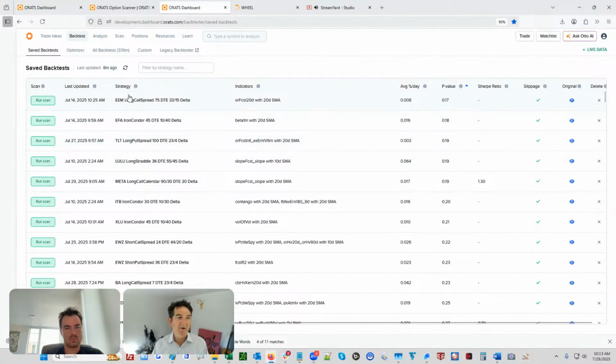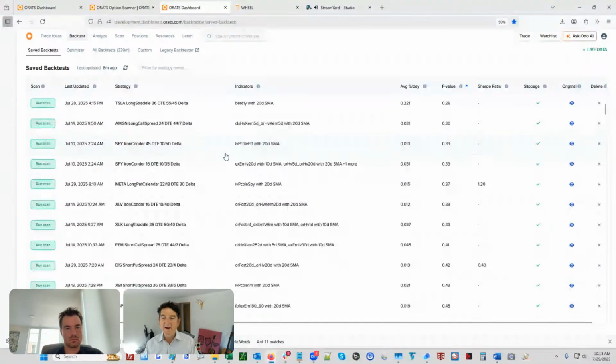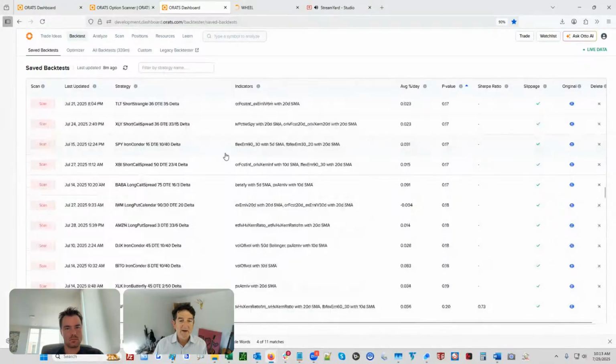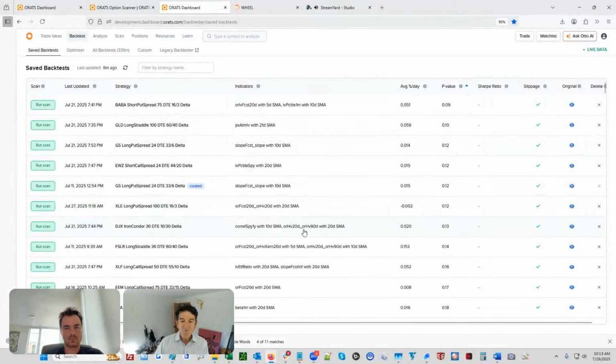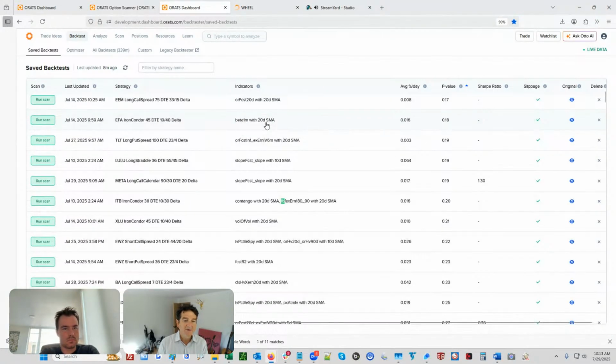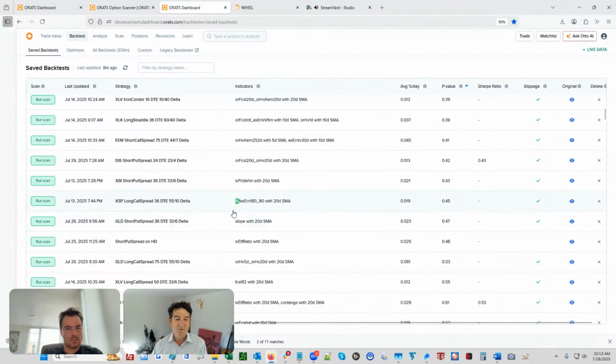So what we're looking at now are all my saved backtests. These are the best backtests that I've found, right? And what we do is we look if there's a good timing indicator here. This is probably a whole show, but there's one FB there for the ITB iron condor. There's one F there for XSP call spread.